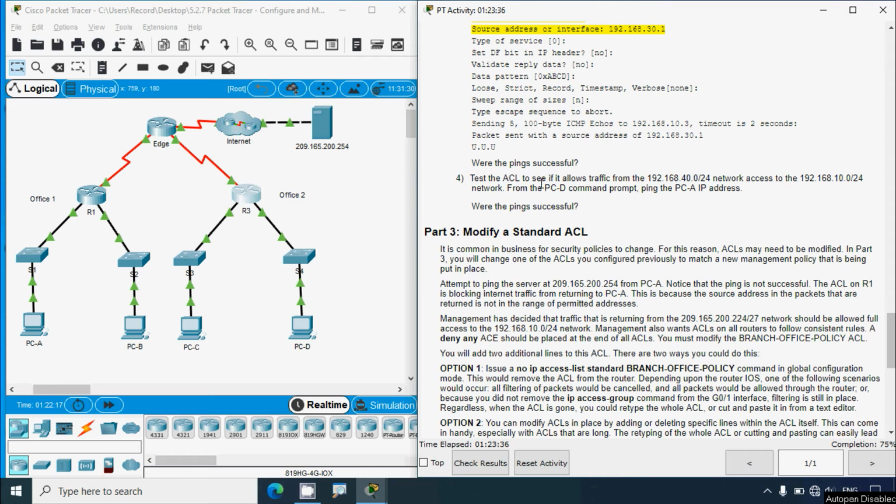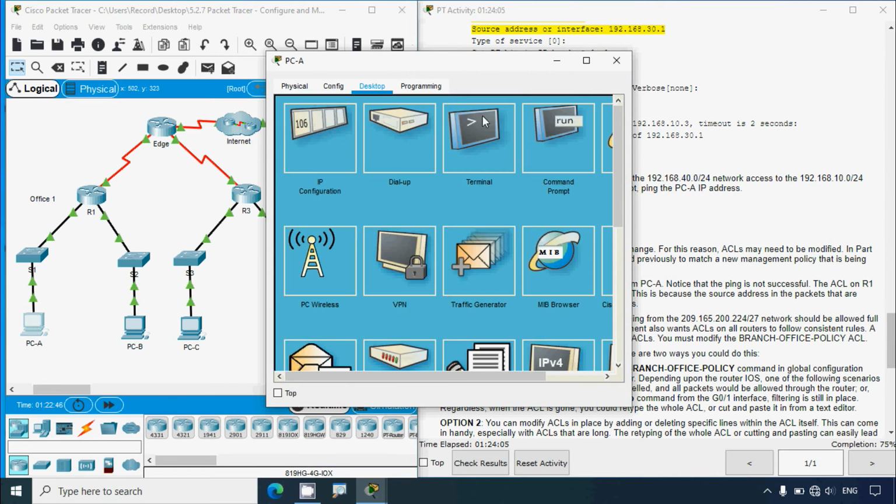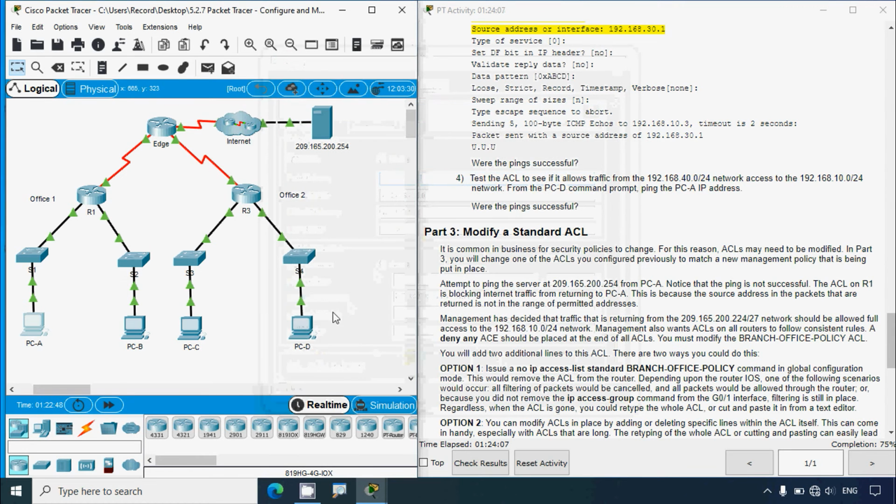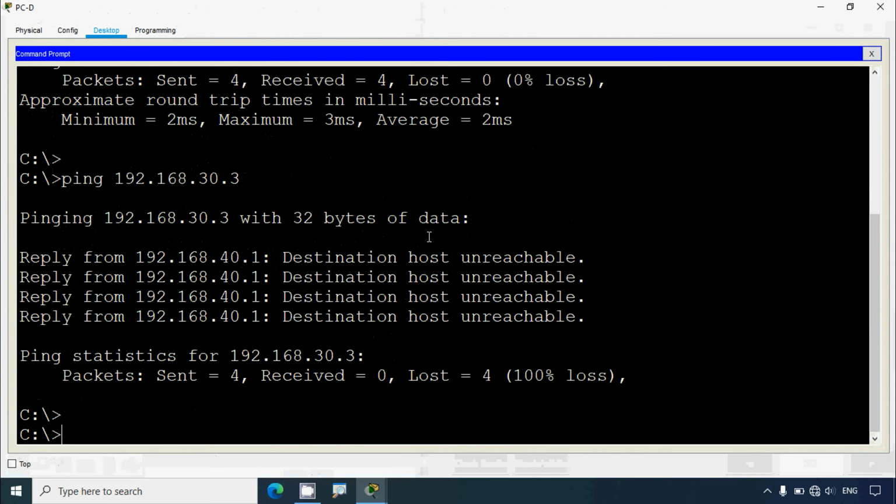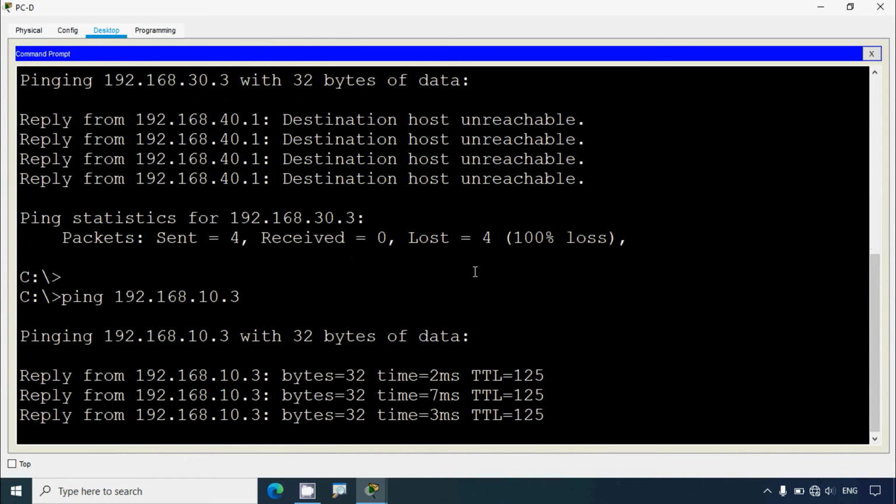Next, test the ACL to see if it allows traffic from the 192.168.40.0/24 network to access the 192.168.10.0/24 network. From the PC-D command prompt, ping the PC-A IP address. Were the pings successful? It should succeed because we allowed this network to access this network. So we will get the IP address of PC-A. Then we will go to the PC-D command prompt and ping to PC-A. Perfect. We get the replies.